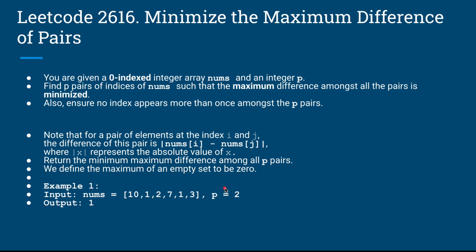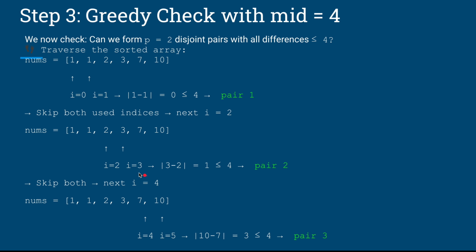Our goal is to form p non-overlapping pairs such that the maximum difference among all those pairs is as small as possible. Means we have to find two non-overlapping pairs such that the maximum difference among all those pairs is as small as possible. Just think about this one.